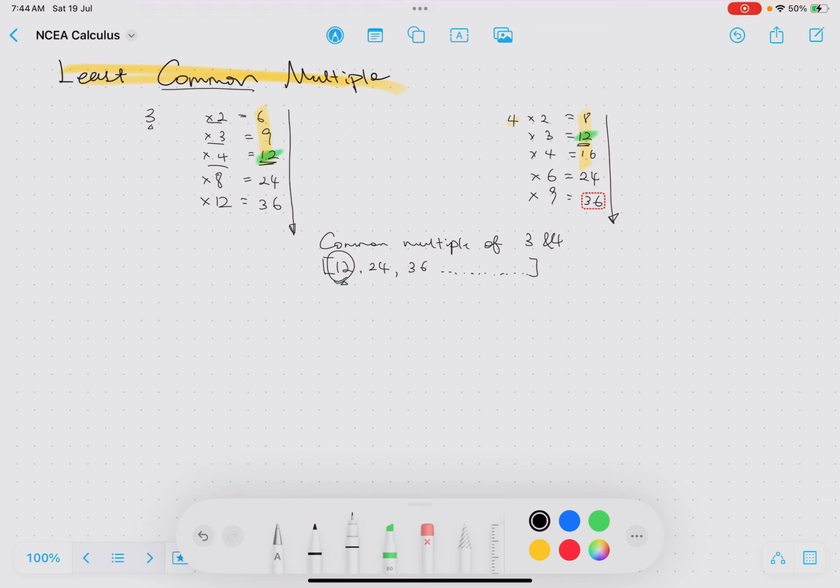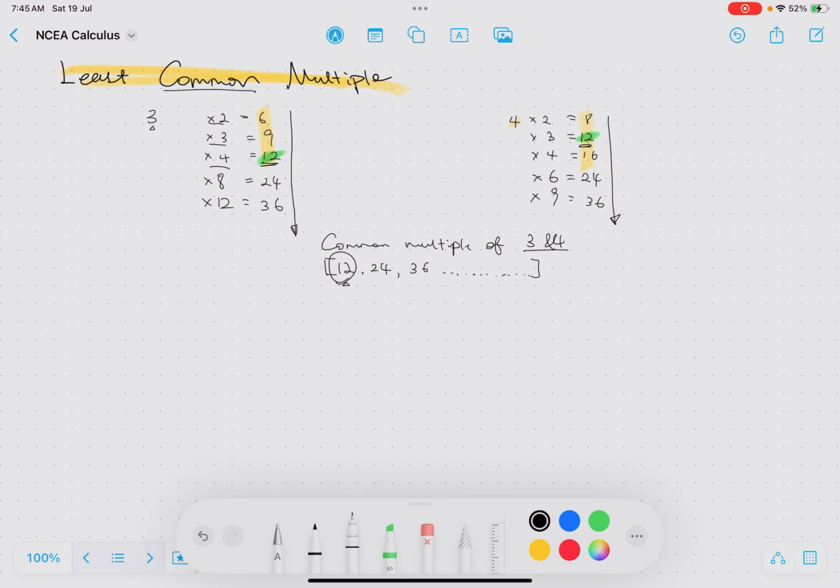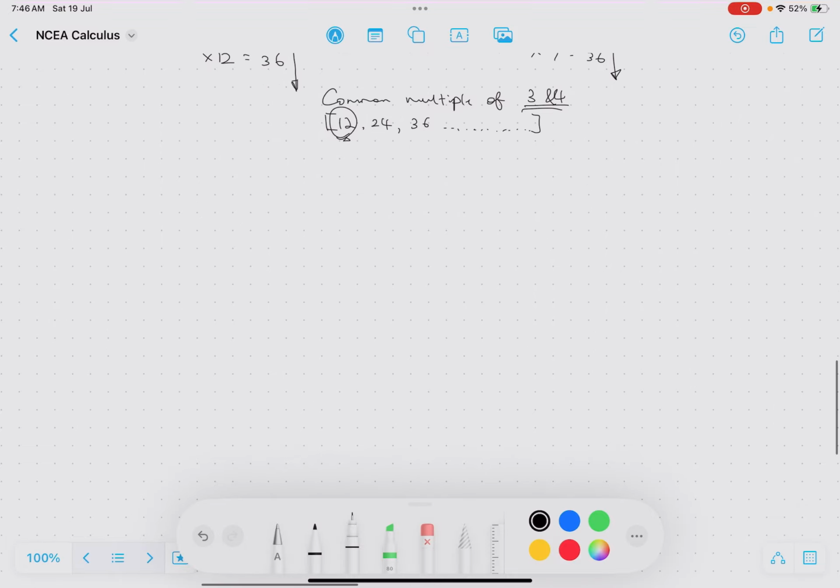So in this example here, it's pretty straightforward because all you have to do is times 3 and 4 together. You might have noticed. Of course, if you multiply the two numbers that we're interested in together, we will find a multiple of both numbers. But let's look at a slightly different example.